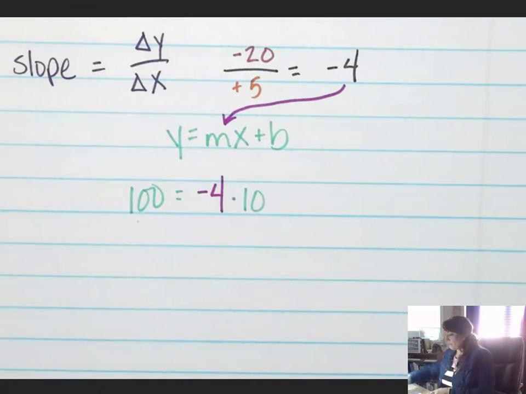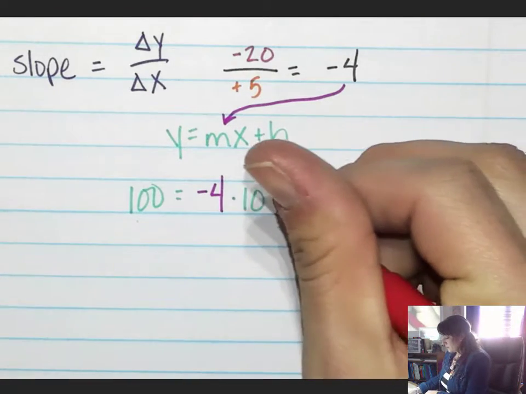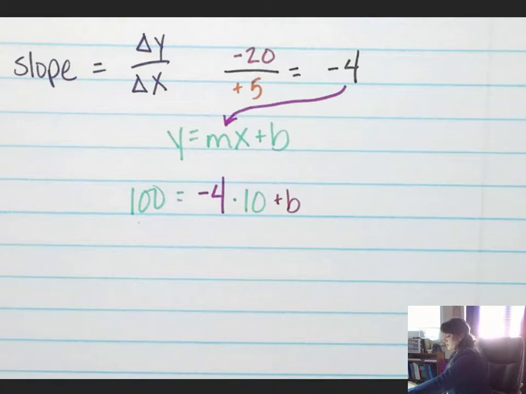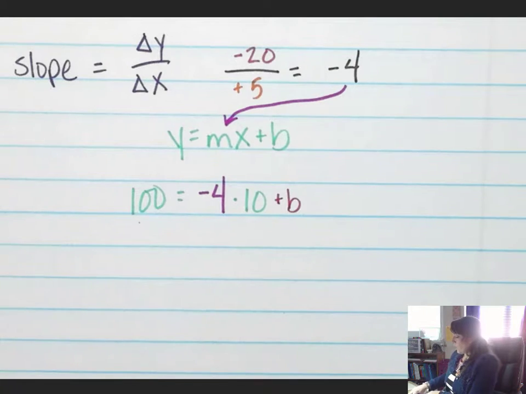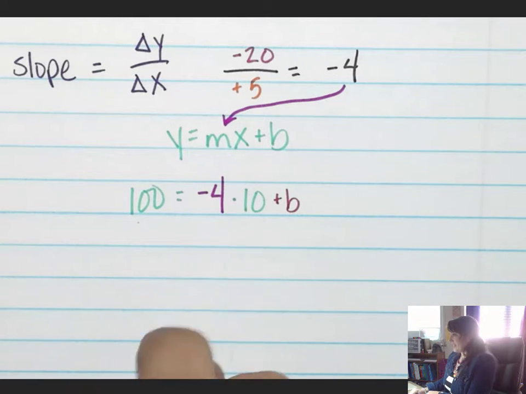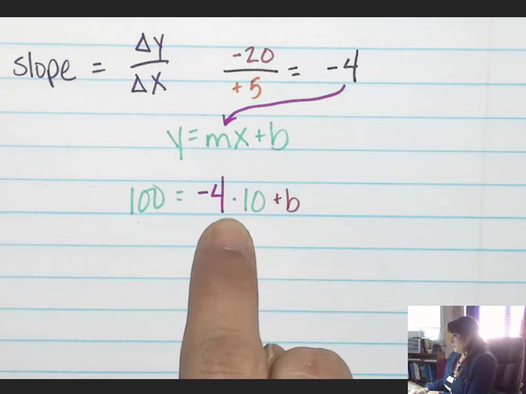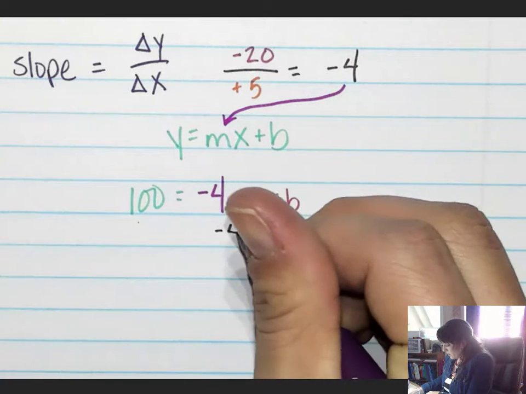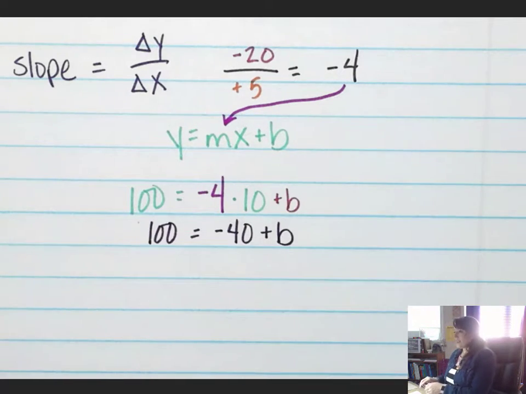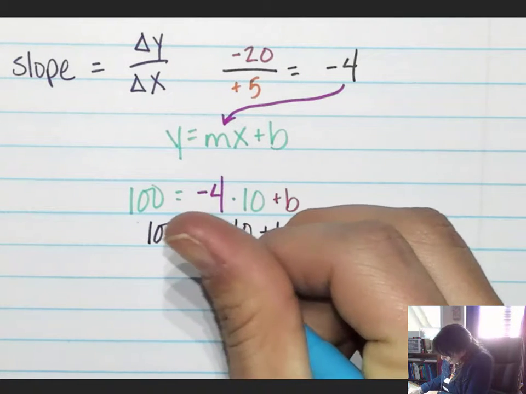But I don't know b. That's my missing piece. I need to figure out what is the y-intercept. So, what is the one thing I can do right here? There's one action I can take. What's negative 4 times 10? Negative 40. So negative 40 plus b is 100. What is the opposite of a negative 40? Positive 40. So I add 40 to both sides.